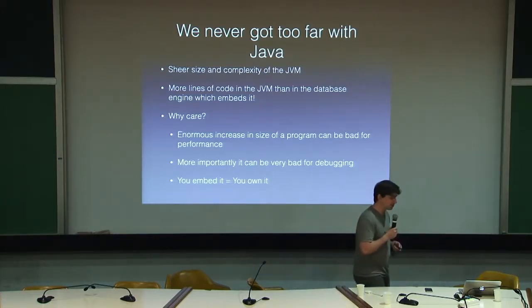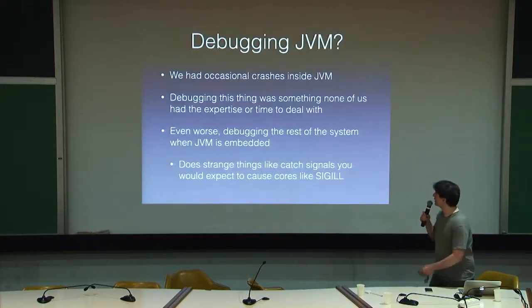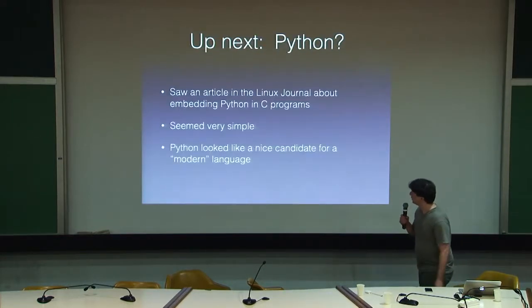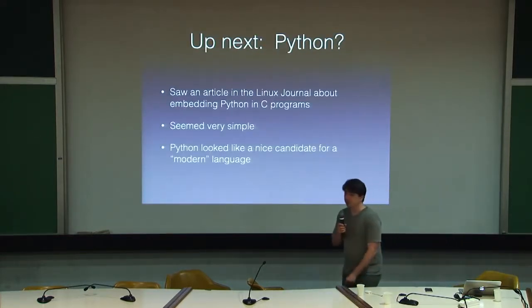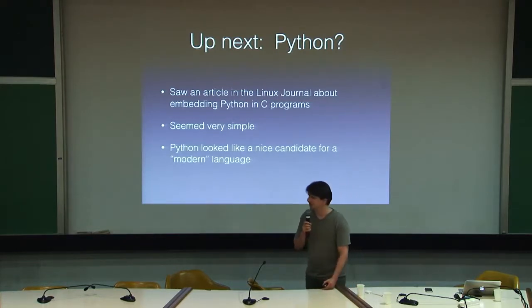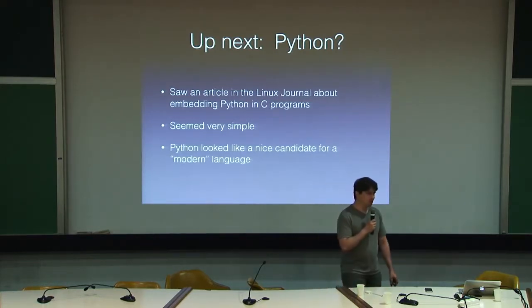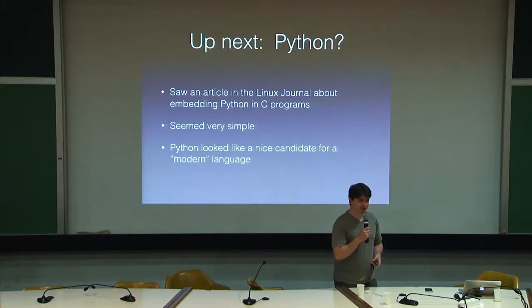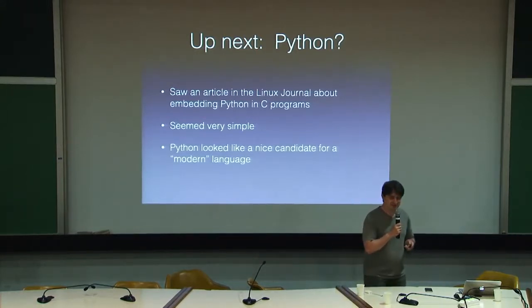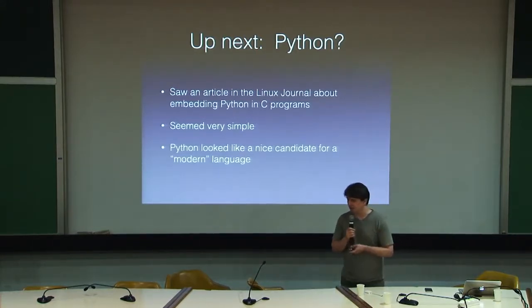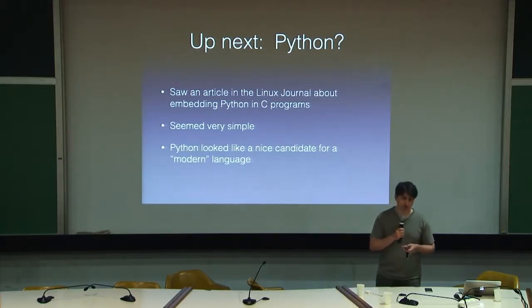So we abandoned Java at some point. Said, okay, let's try Python. I stumbled into some article, I think it was in Linux Journal, on how to embed Python in a C program in 30 lines of code. It looked great. I said, okay, let's give this a shot. It's relatively simple, it seems like it's going to work, and it looks promising. It looks like a nice, clean-ish language.